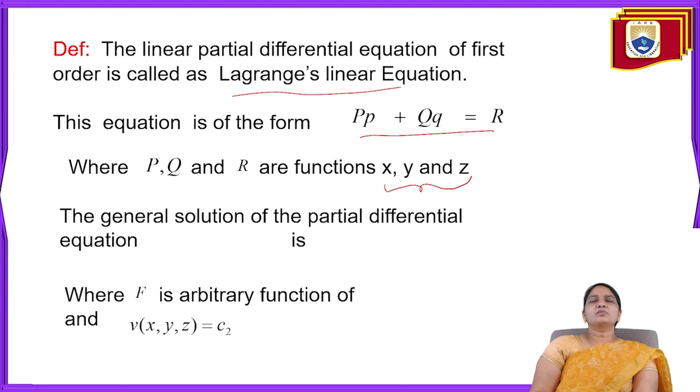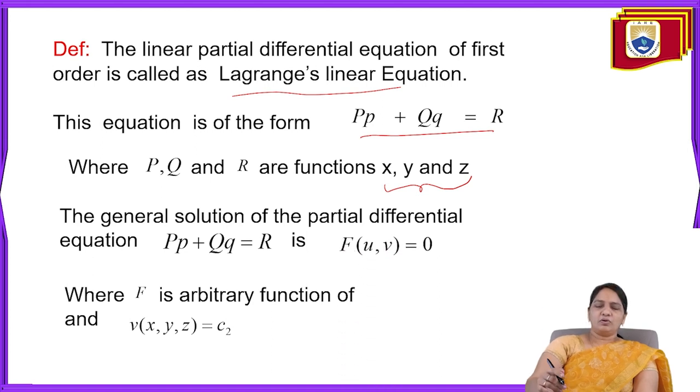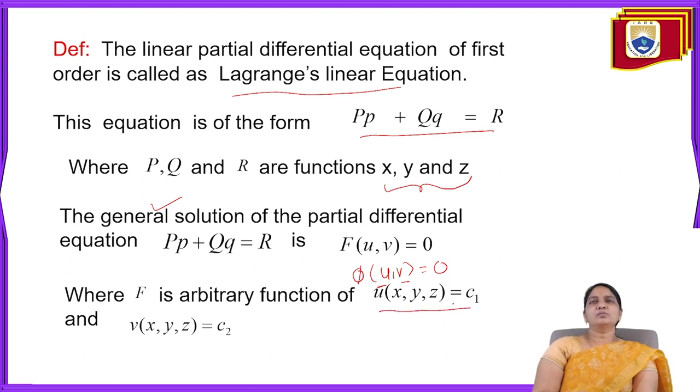So what is the general solution of the partial differential equation? That is, Pp plus Qq equal to R is F of u comma v equal to 0, or we can write this as Phi of u comma v equal to 0. So here u is one solution and v is another solution. Together we can write the general solution of the partial differential equation. So here u of x, y, z equal to some constant, and v of x, y, z equal to some constant. So together u and v, we can write the general solution of Lagrange's linear equation.